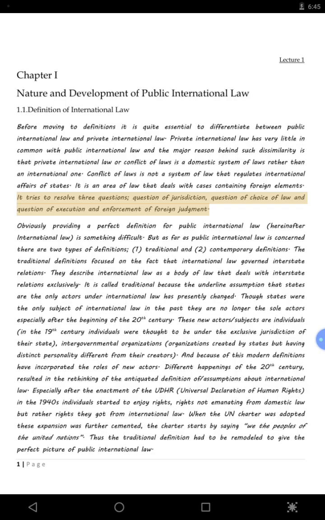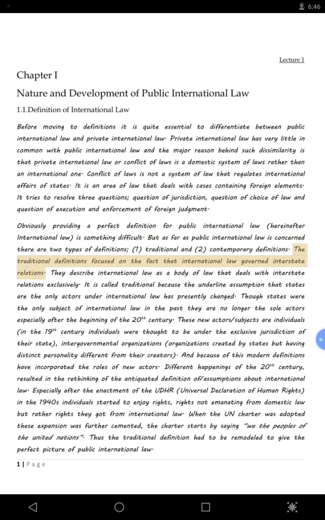It tries to resolve three questions: question of jurisdiction, question of choice of law, and question of execution and enforcement of foreign judgment. Obviously, providing a perfect definition for public international law, hereinafter international law, is something difficult. But as far as public international law is concerned, there are two types of definitions: 1. Traditional, and 2. Contemporary definitions.